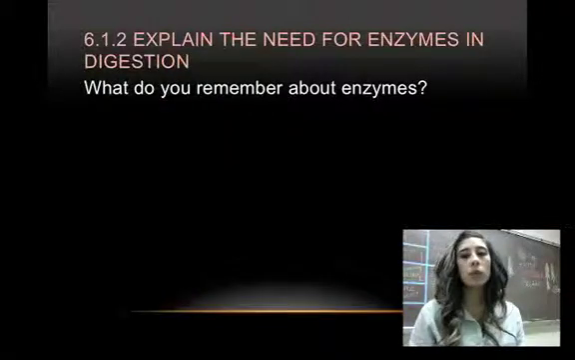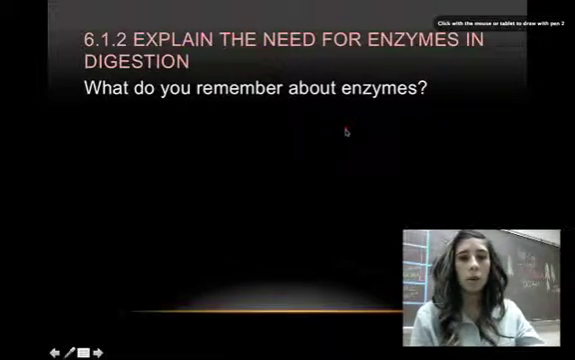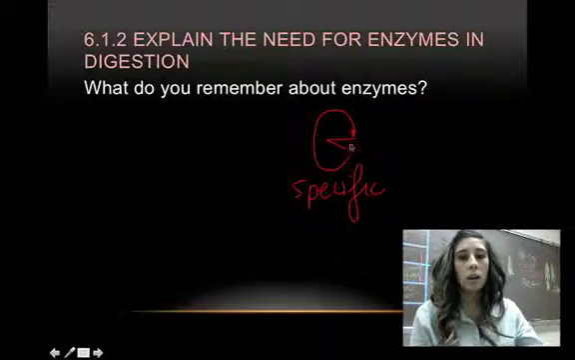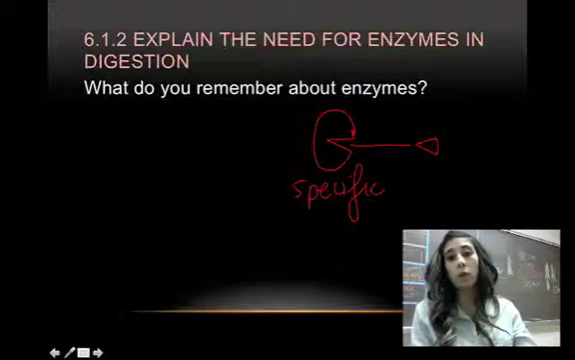So now, why do we need enzymes for digestion? Think for a second about what you remember about enzymes. You remember that enzymes have, I always think of Pac-Man, that here's our enzyme, he has a very specific job, right? And then what can fit into here is called a substrate. The substrate is, in our case of digestion, the macromolecule that we might be trying to break up.